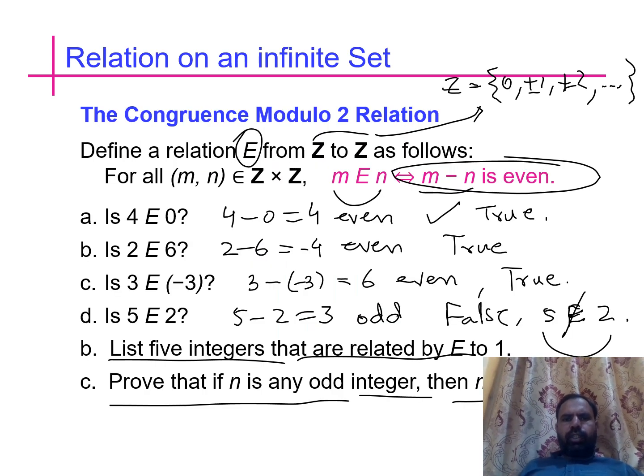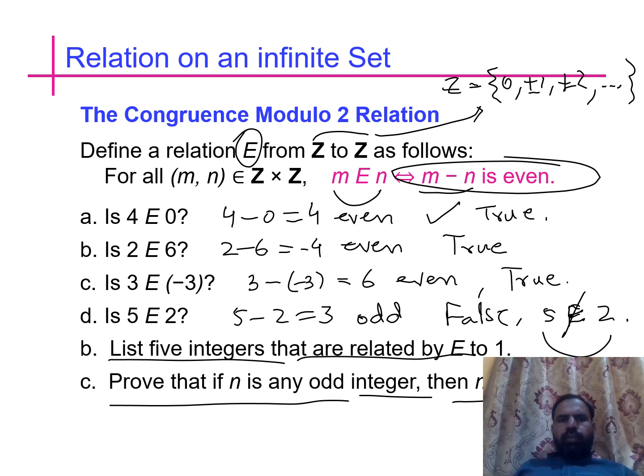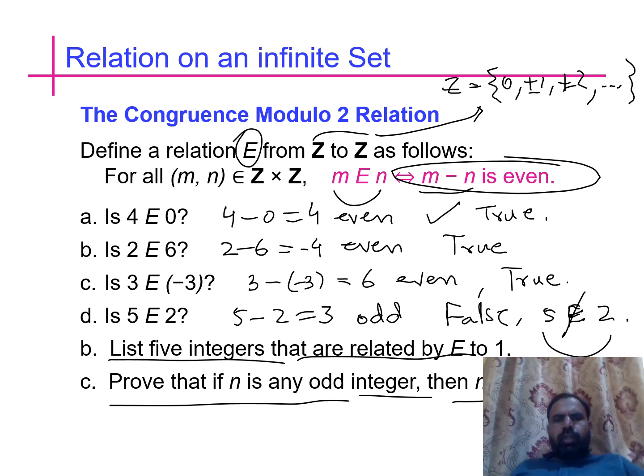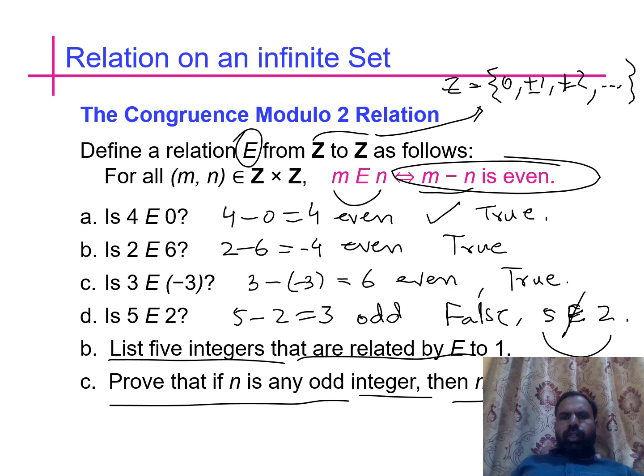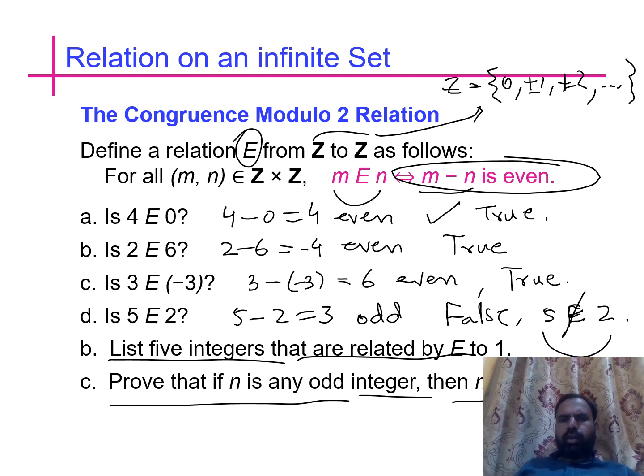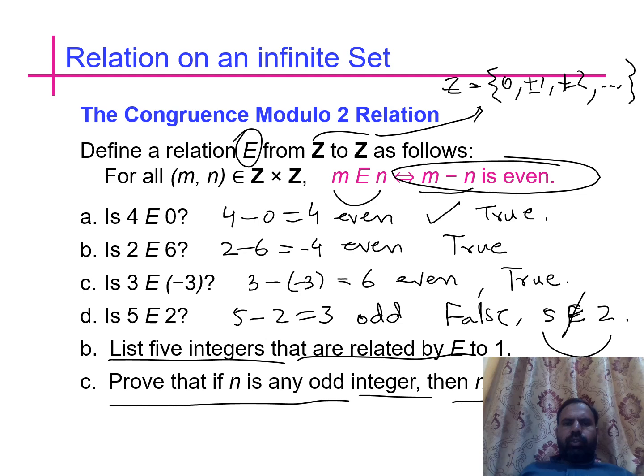Relations on an infinite set: the congruence modulo 2 relation. We define a relation E from Z to Z as follows: for all (m, n) belonging to Z cross Z, m is related to n if and only if m minus n is even. Is 4 related to 0? Because 4 minus 0 is equal to 4, which is even, it's true. And if we take 5 related to 2, 5 minus 2 is equal to 3, which is odd, so it's false.